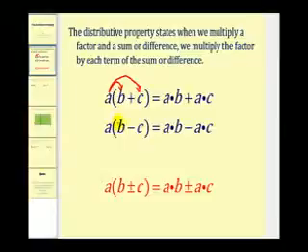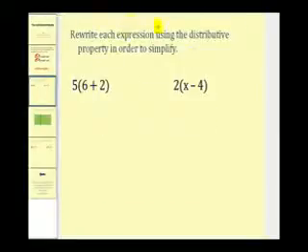Similarly, if we have A times the quantity B minus C, we'll multiply the A and the B and also multiply the A and the C. So we'll have A times B minus A times C. Now sometimes you'll see we want to rewrite each expression using the distributive property in order to simplify.